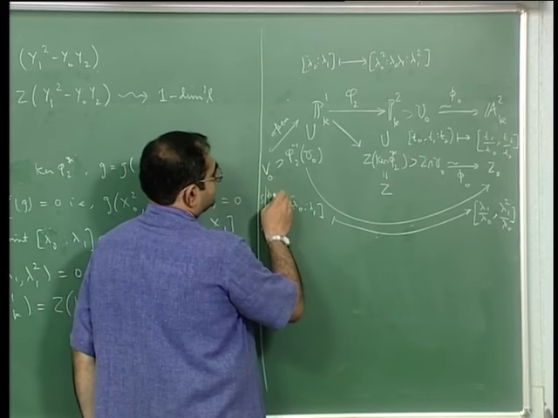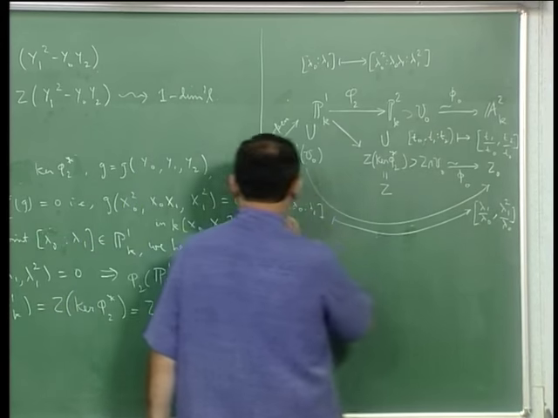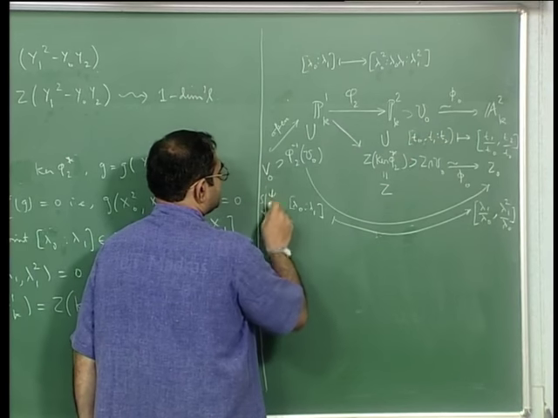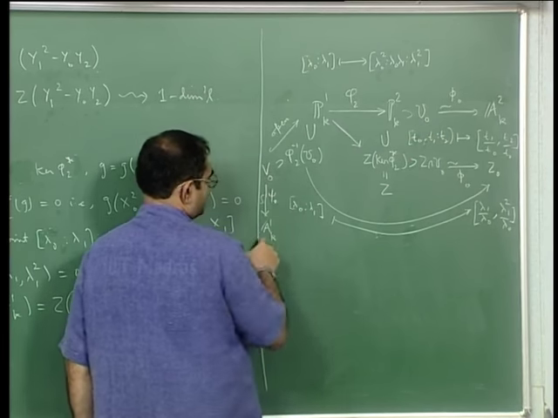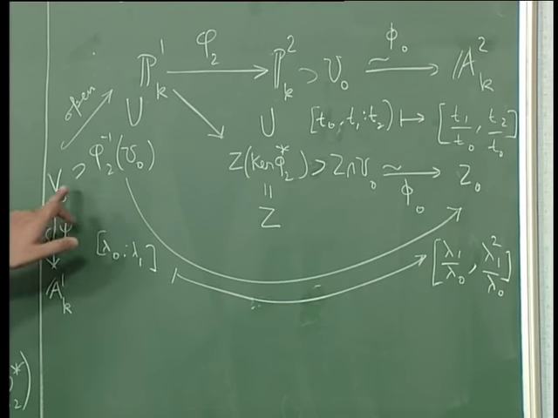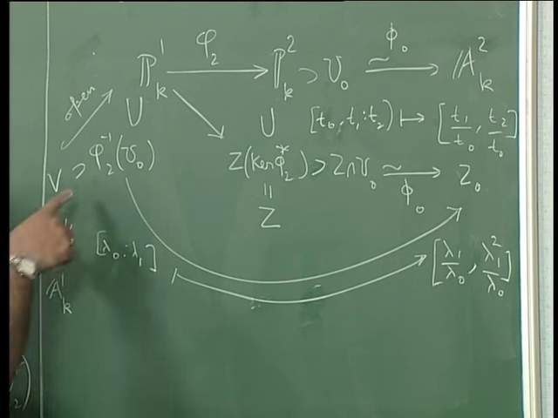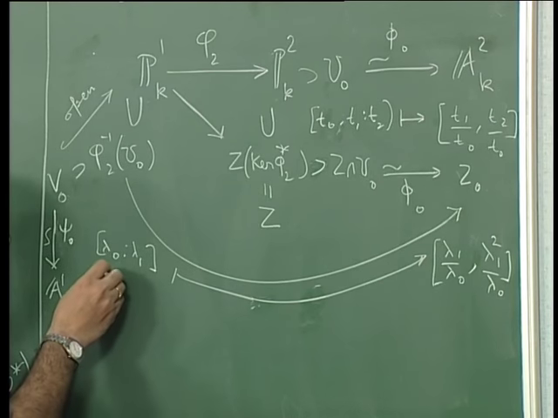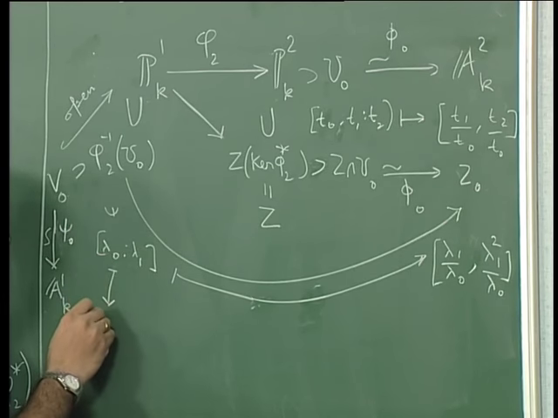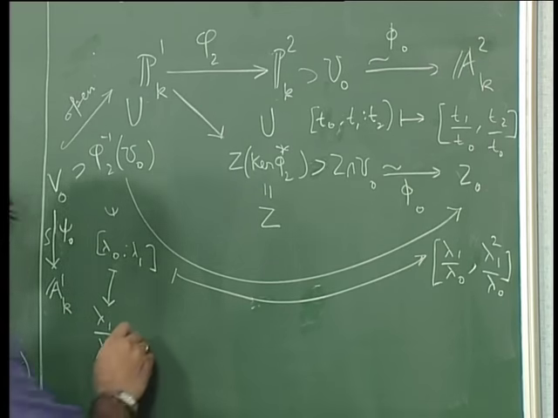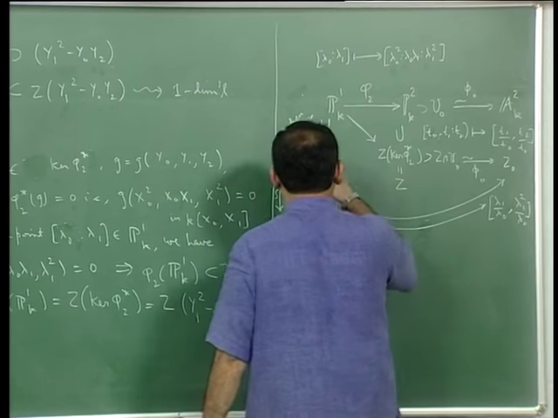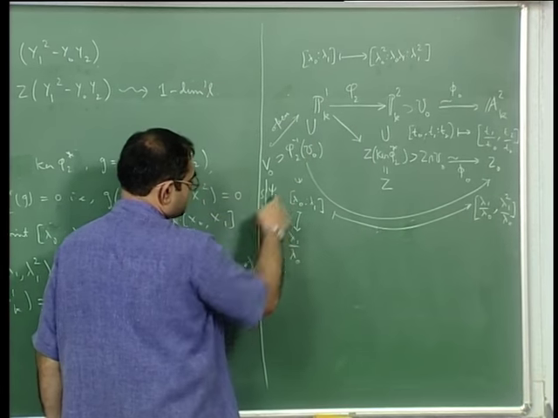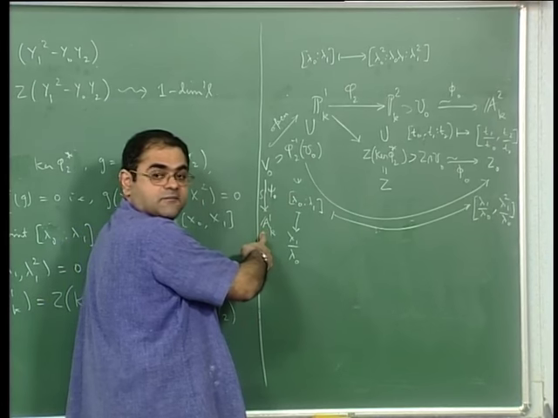And don't confuse this phi naught with that phi naught, okay. Let me not call this phi naught, I'll call this a psi naught. This is a standard identification of V naught with A1. V naught is the locus where the first coordinate X naught does not vanish, okay. And under this identification, this point will go to the point lambda 1 by lambda 0, okay. And therefore finally, phi 2 inverse U0 is an open subset of V0, so its image here will be an open subset of A1, okay.